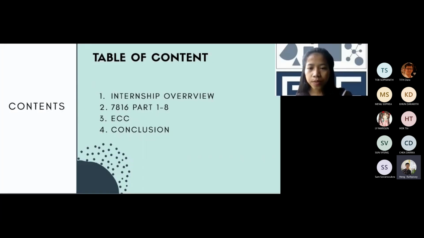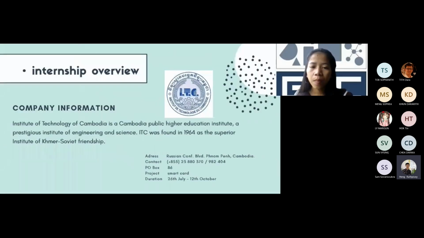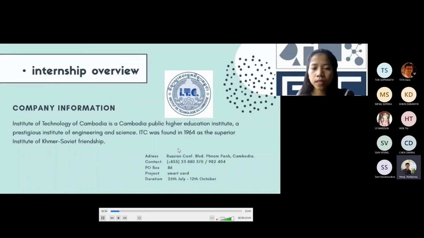The first is internship overview. Second is smart card ISO/IEC 7816 from part 1 to part 8. Third is about ECC, and fourth is the conclusion. About my internship overview, I would like to show you my company information first. That is the Institute of Technology of Cambodia, or ITC, which is a Cambodian public higher education institute, a prestigious institute of engineering and science. ITC was founded in 1964 as the Higher Institute of Khmer-Soviet Friendship. The location is along Russian Boulevard.